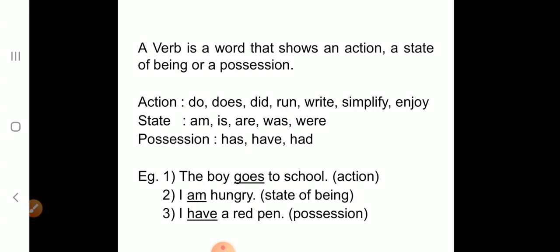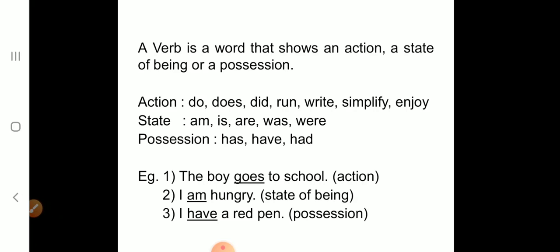A verb is a word that shows an action, a state of being or a possession. An action means what we do. State of being is condition. Possession means ownership. So a verb is a word that shows not just an action but also a state of being or a possession. For example, the boy goes to school.